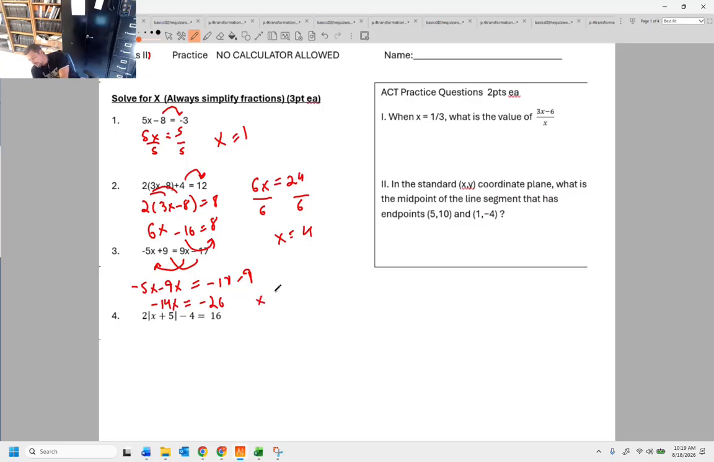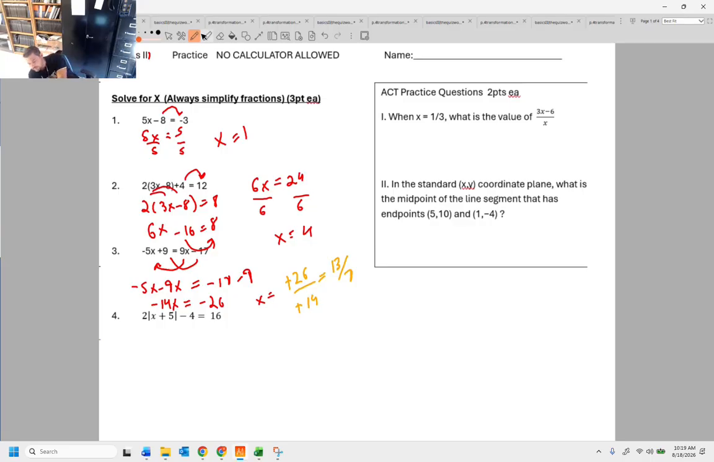Now we're going to divide both sides by negative 14, and then we're going to simplify the fraction. So negative 26 over negative 14 is what I'm working with. Obviously, a negative over a negative is a positive, and 26 and 14 are both divisible by 2, last I checked. 13/7.